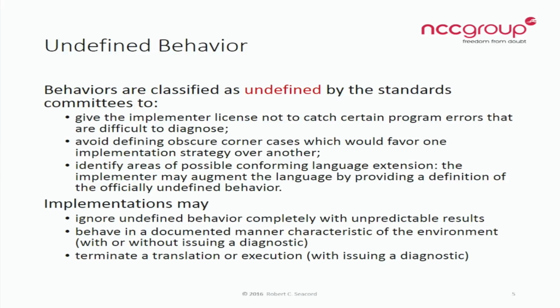Regardless of why behaviors are classified as undefined, an implementation can completely ignore that undefined behavior with unpredictable results. The thing we say most often in the C Standards Committee is that a compiler could go off and play the game of life at that point in time, and that's perfectly within the bounds of the standard. It can behave in a documented manner characteristic of the environment. So, for example, if you do int min remainder -1 on an Intel chip, characteristically that environment results in a fault. Or it can terminate a translation or execution with a diagnostic.